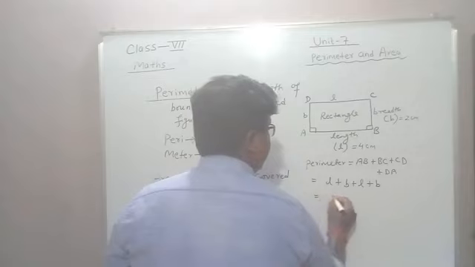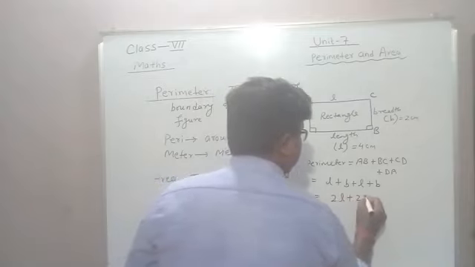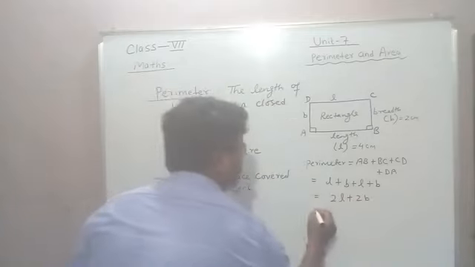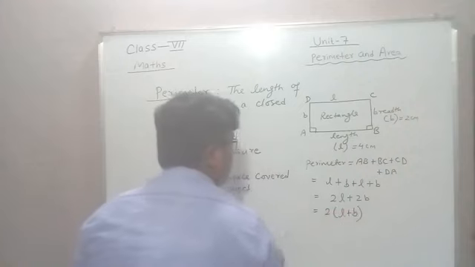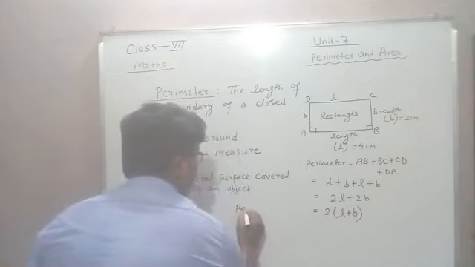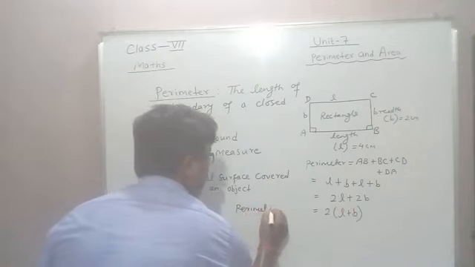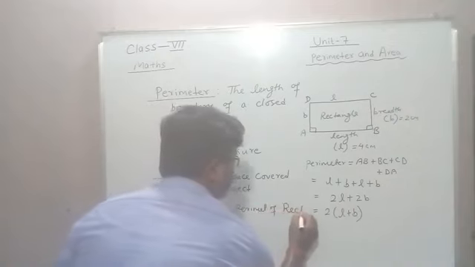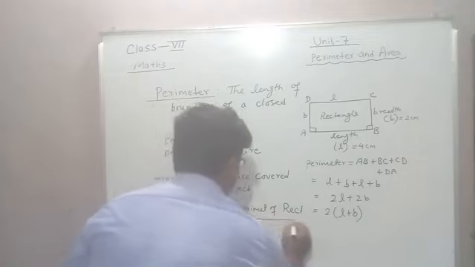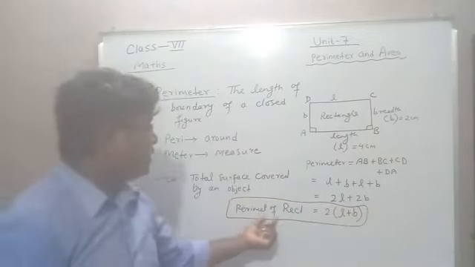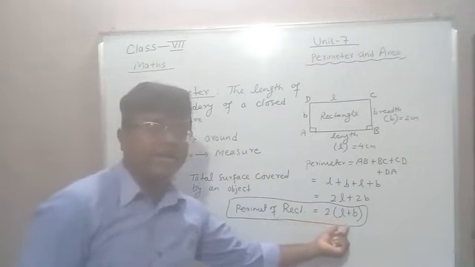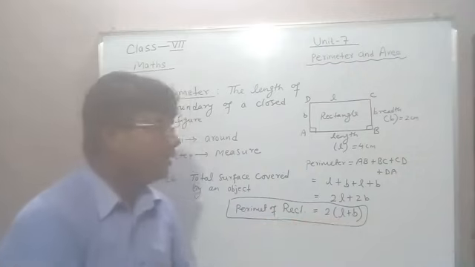So how many lengths are here? Two lengths plus 2 breadths. If you take 2 common, what will be here? 2 in bracket L plus B. So this is the formula for the perimeter of a rectangle: 2 times the sum of length and breadth.